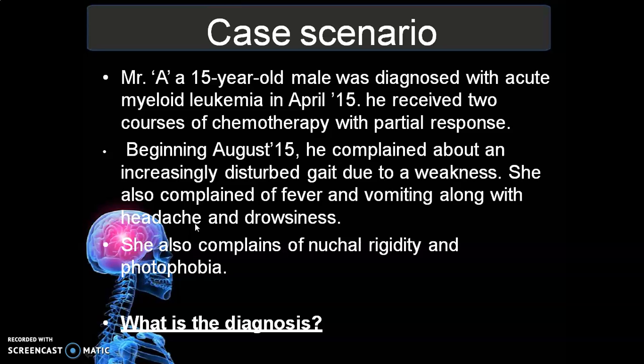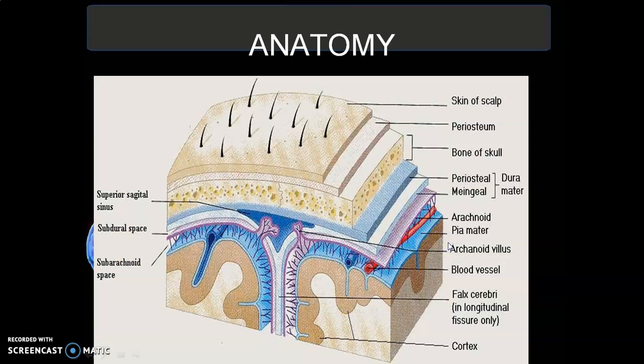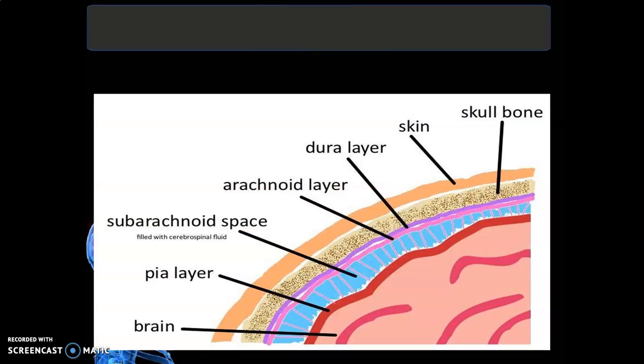So what will be the diagnosis? If there is neck rigidity and photophobia, definitely it is going to be meningitis. Now the anatomy. Review the anatomy: see what is the skin of the scalp, where is the cortex, and where are the pia mater, arachnoid mater and dura mater. Next is the microscopic version, in which the skull bone is visible, skin, dura mater layer and arachnoid layer, subarachnoid space, pia mater and the brain.